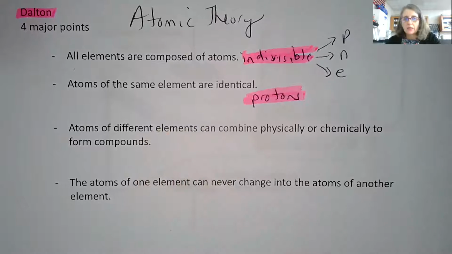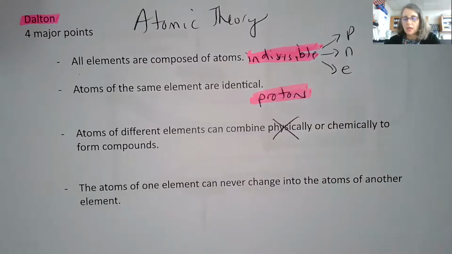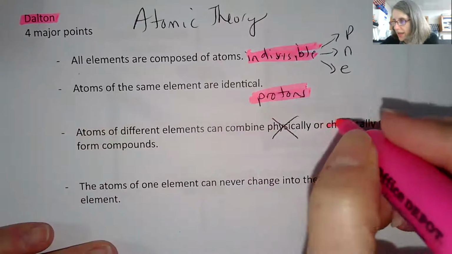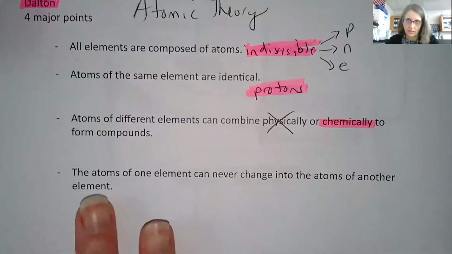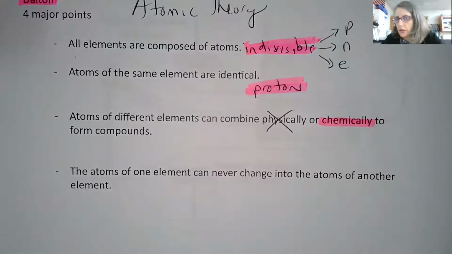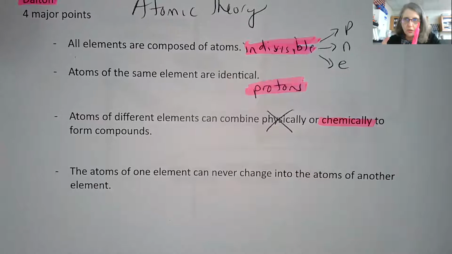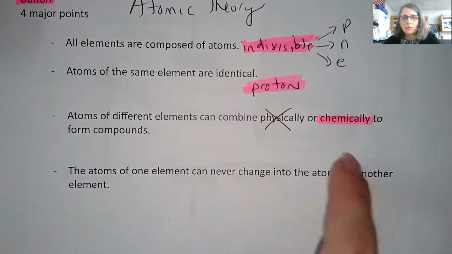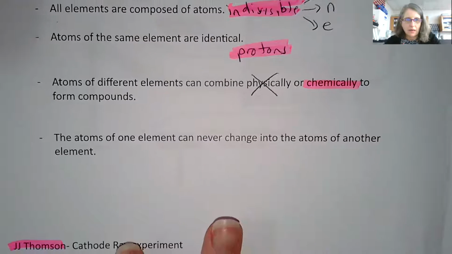Number three, atoms of different elements can combine physically or chemically to form compounds. At the time, they really thought that you could just put things together and they would become compounds. They didn't quite understand that there had to be a chemical reaction, with energy needed to break bonds and make new bonds. So we're going to cross out physically, but that's really what they thought. They could just put two things together and it would make a compound. But really, it needs to chemically combine in such a way to make a compound.